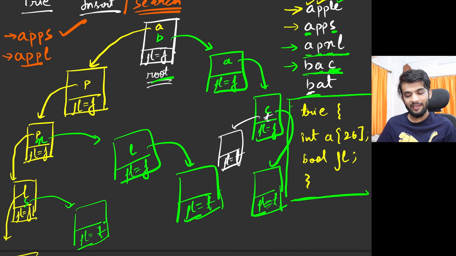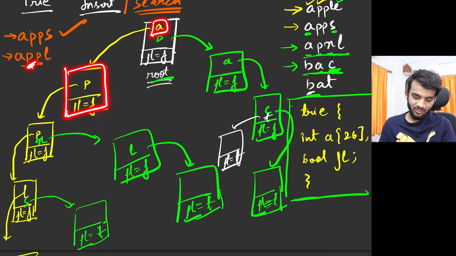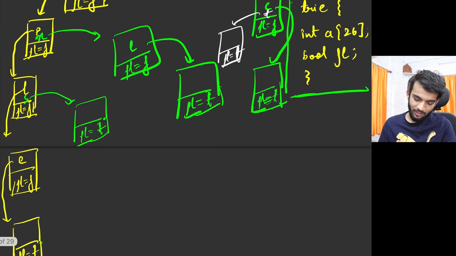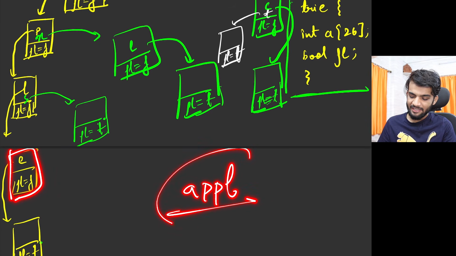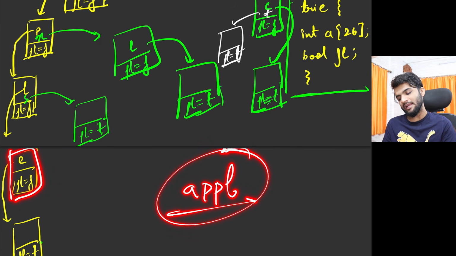What about APPL? Let's check that out. Does A exist? Yes. Reference variable over here. Does P exist? Yes. Reference variable, this one. Does P exist? Yes. Reference variable, this one. Does L exist? Yes. Reference variable, this one. So APPL is completed. And if APPL is completed, you're standing over here.